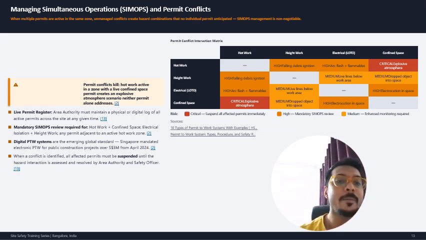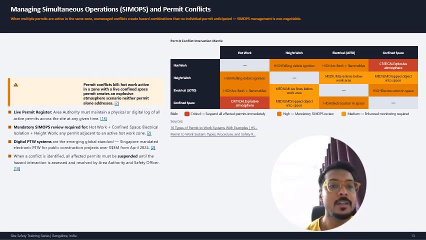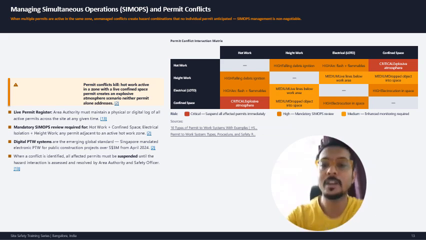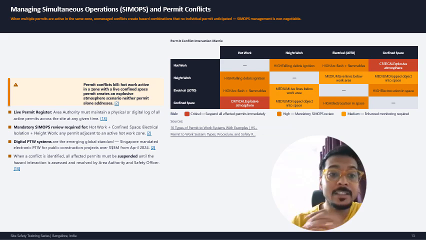So the live permit area: how we can help our employees or workers. A live permit register, a physical register is required wherever the site is, so we can understand what is going on and what is not, so we can stop one or two. Mandatory simultaneous operations is required, that is height plus confined, electrical isolation work, height work, any permit adjacent to an active work zone. A digital work permit system is globally encouraged.